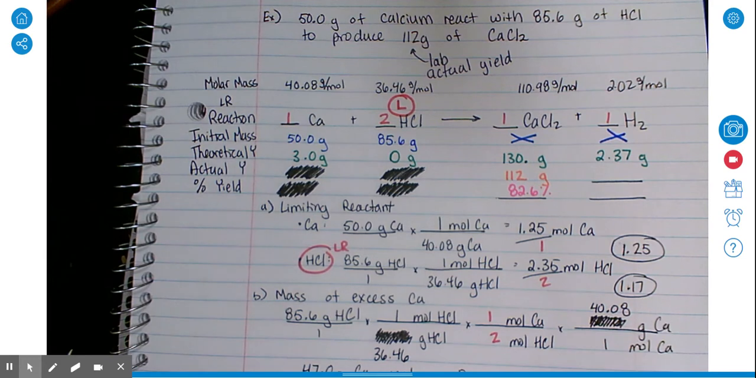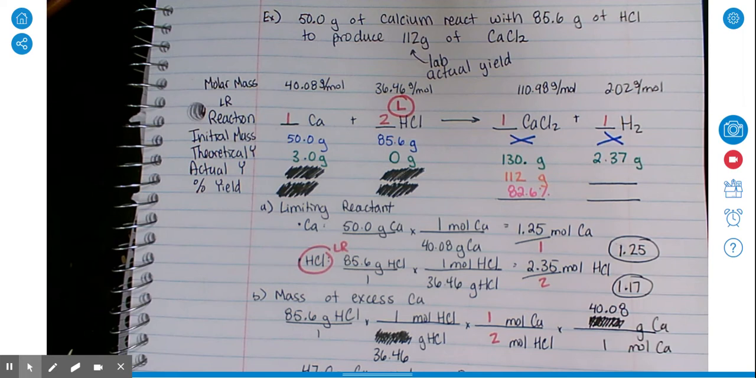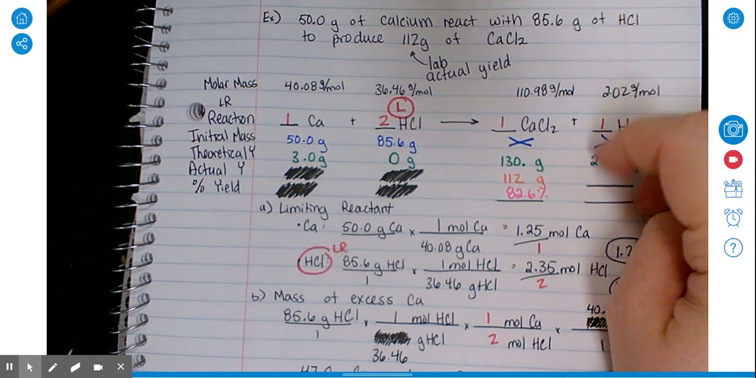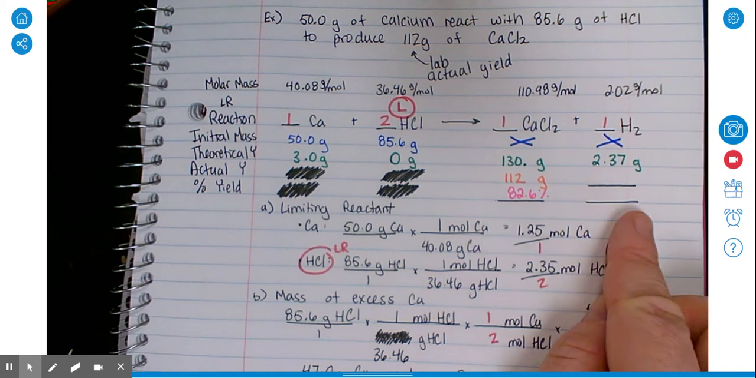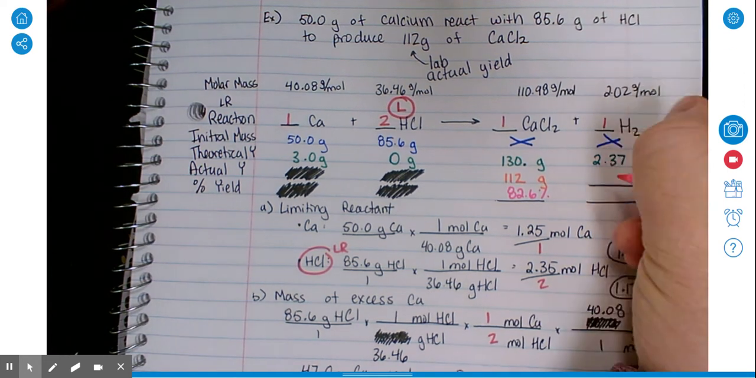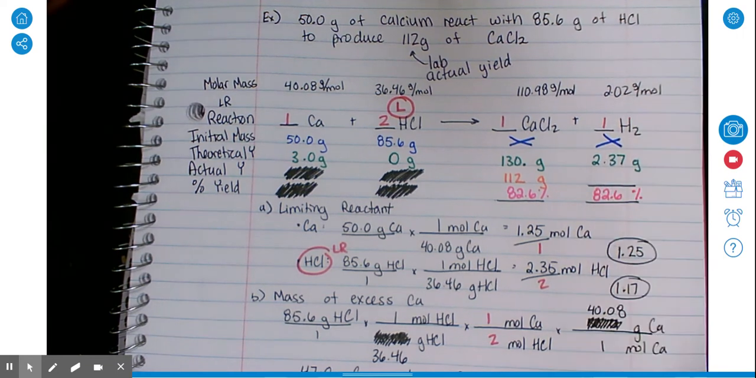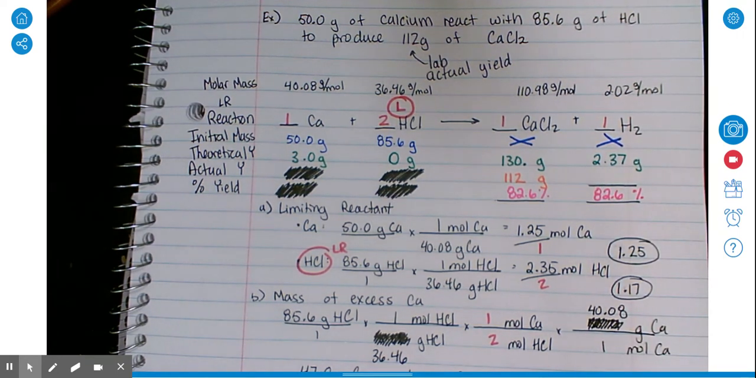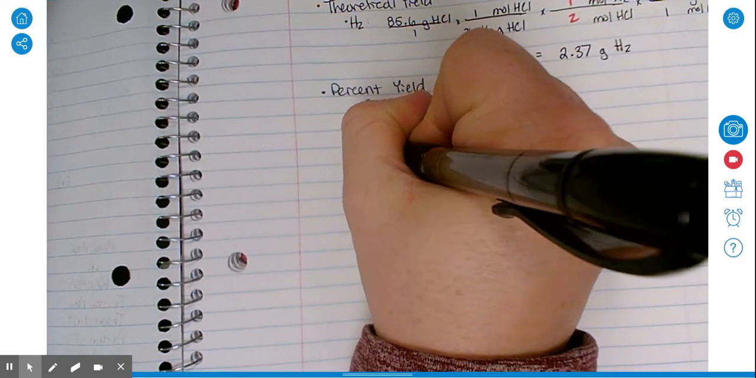You might be asked to calculate for hydrogen. The way you would do it, if you want to fill in these two blanks: if the percent yield of calcium chloride was 82.6%, the reaction would have had the same efficiency for the hydrogen. So 82.6% for calcium chloride means you would have had 82.6% for the hydrogen. To figure out what mass that would be, it's the same calculation. We're just going to solve for a different area of the equation.